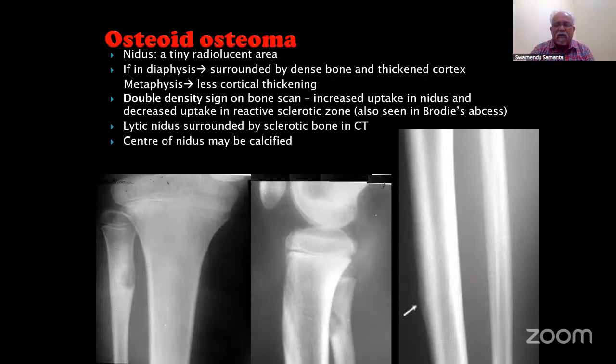Sometimes you see it in different parts of the bone, you will find the nidus, and in the diaphyseal region you will find it. There will be a double density sign on the bone scan. I'm not going to discuss that, but in the X-ray there will be a classic picture. There is a sclerotic margin. You will also find the small nidus.